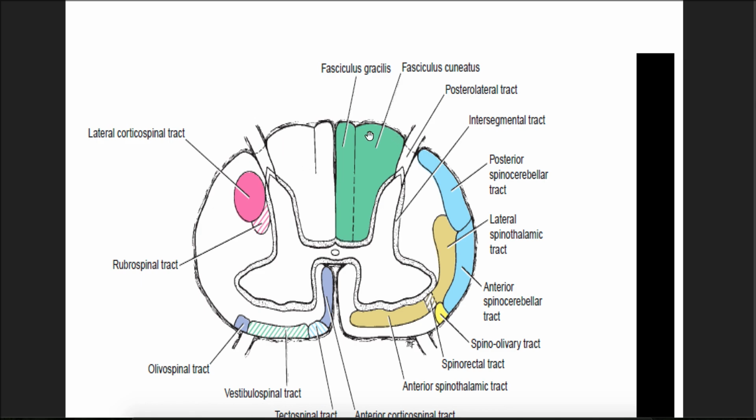You can see this is the posterior white column where I said you have fasciculus cuneatus and fasciculus gracilis. And then here in the lateral white column, you have posterior spinocerebellar, anterior spinocerebellar, lateral spinothalamic, anterior spinothalamic. And then you have smaller spinotectal, spinoolivary tracts shown here.